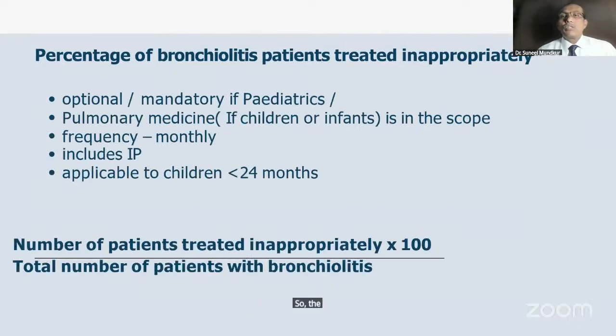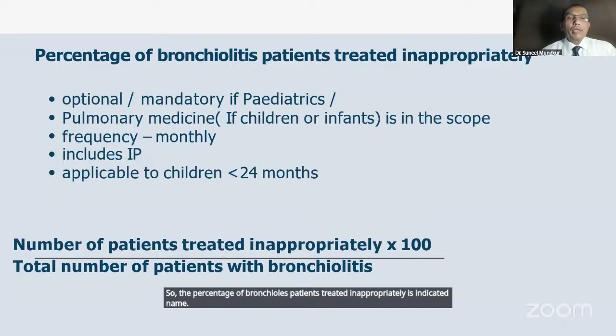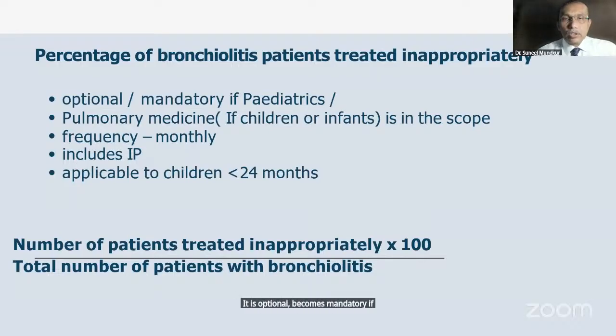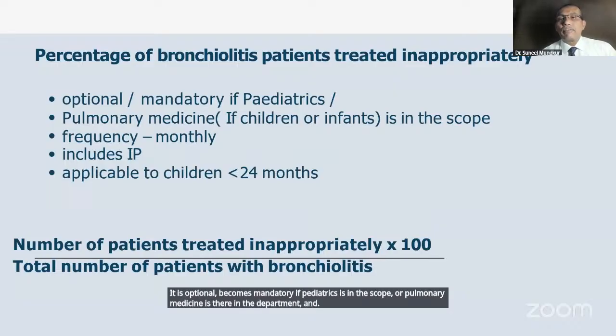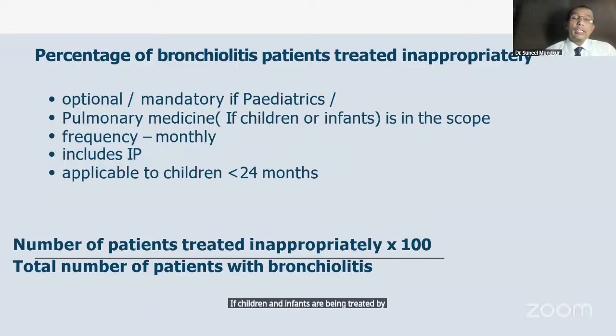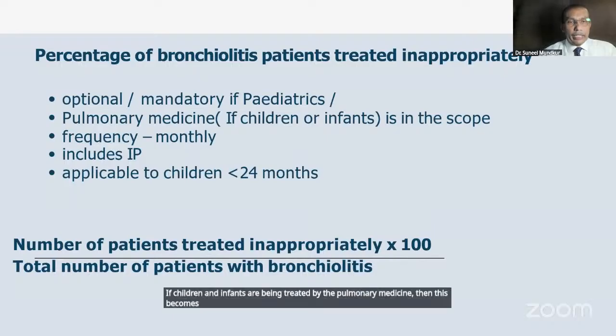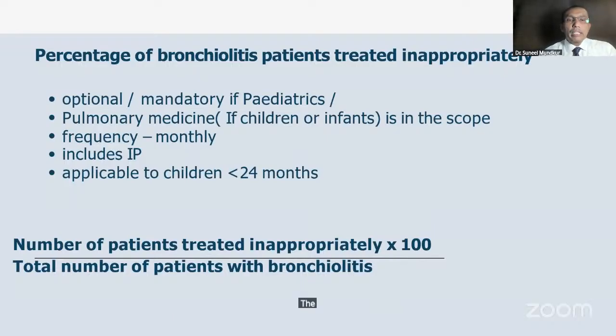So the percentage of bronchiolitis patients treated inappropriately is the indicator name. It is optional, but becomes mandatory if pediatrics is in the scope or pulmonary medicine is there in the department, and if children and infants are being treated by pulmonary medicine. The frequency is monthly. It includes IP and is applicable to children less than 24 months.